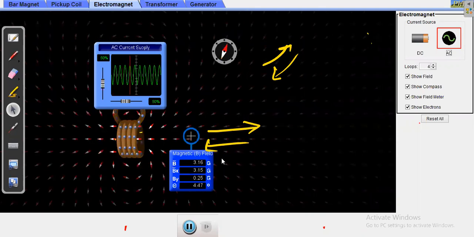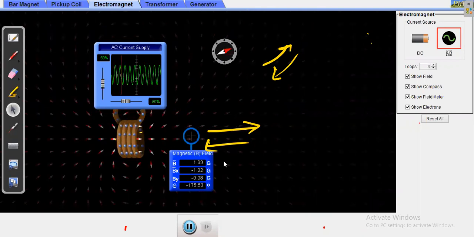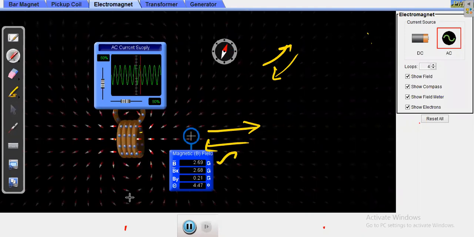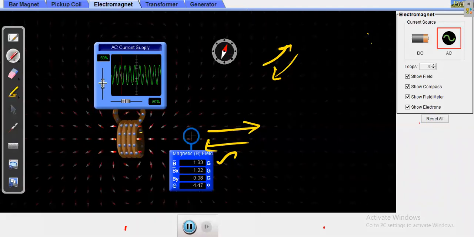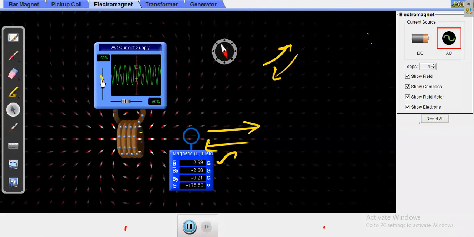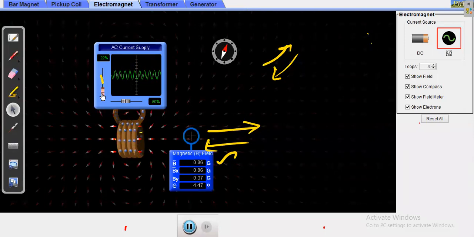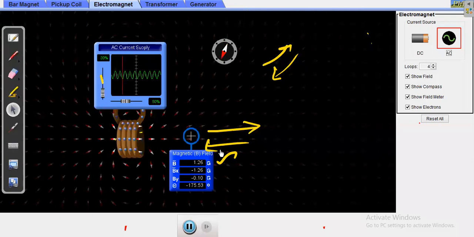Please somebody observe and tell me. Please concentrate on B, not Bx and By. Around 3 I am getting. What is the maximum magnetic flux that I am getting in this case? Now I will try to change the current amplitude, the supply amplitude. Now I'm reducing the supply amplitude. Now my magnetic field has reduced.